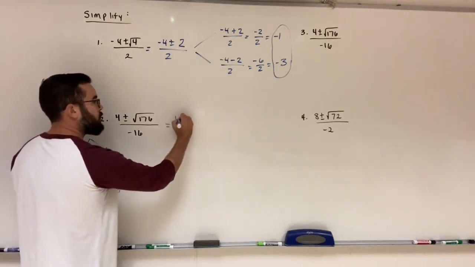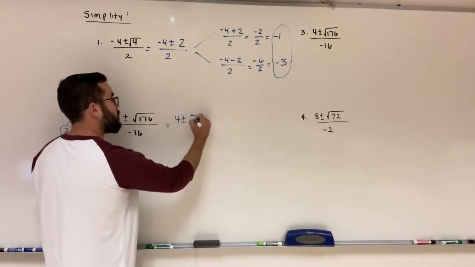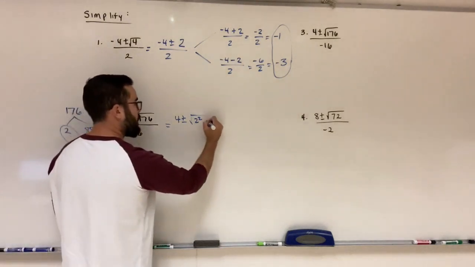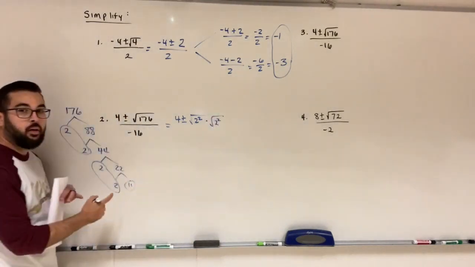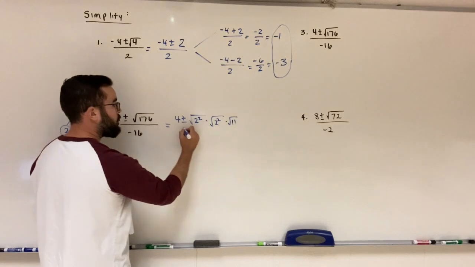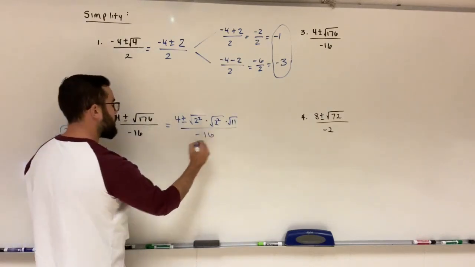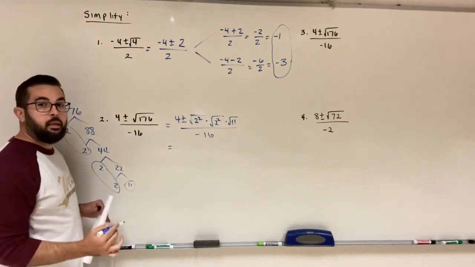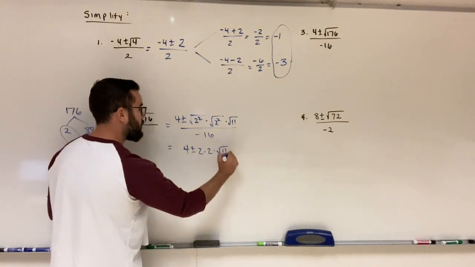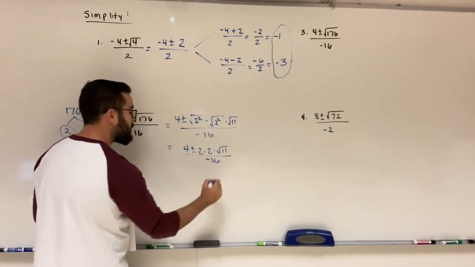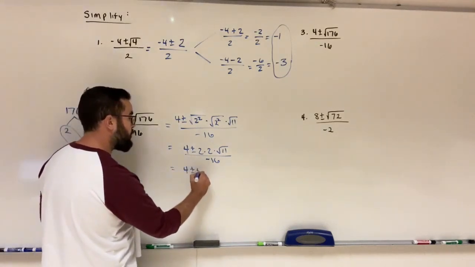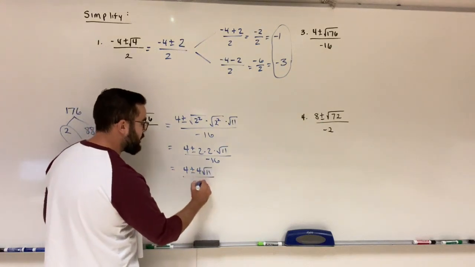So this expression can be written as 4 plus or minus the square root of 2 squared, that's this pair here, times the square root of 2 squared, I'm using the product rule for square roots, times square root of 11. And that is all over -16. So now I'm just simplifying that square root. So you have 4 plus or minus 2 times the square root of 11 over -16. Okay, further simplifying, I have 4 plus or minus 4 square root 11 over -16.